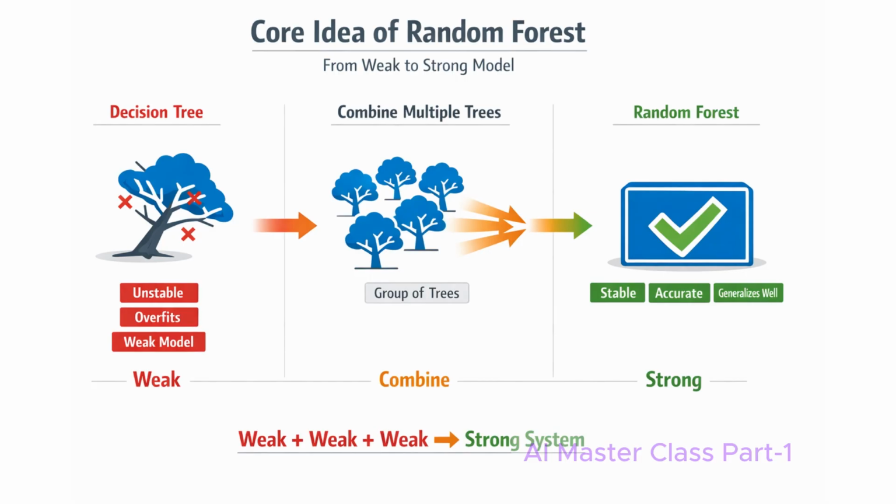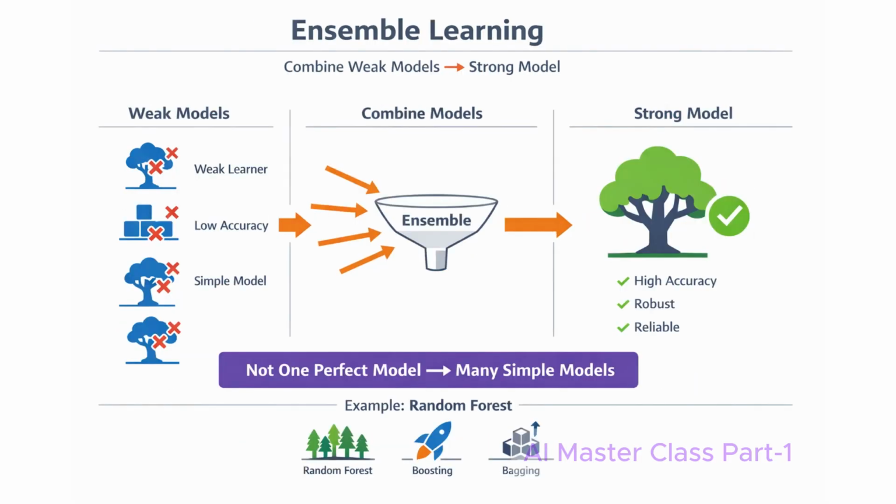And on top of all, this introduces a very important concept in machine learning, which is instead of building one perfect model, we can combine multiple simple models to create a powerful one. This idea is also called ensemble learning, where we combine multiple individual models called weak learners to create a single, stronger, and more robust predictive model. And random forest is one of the most popular examples of it.